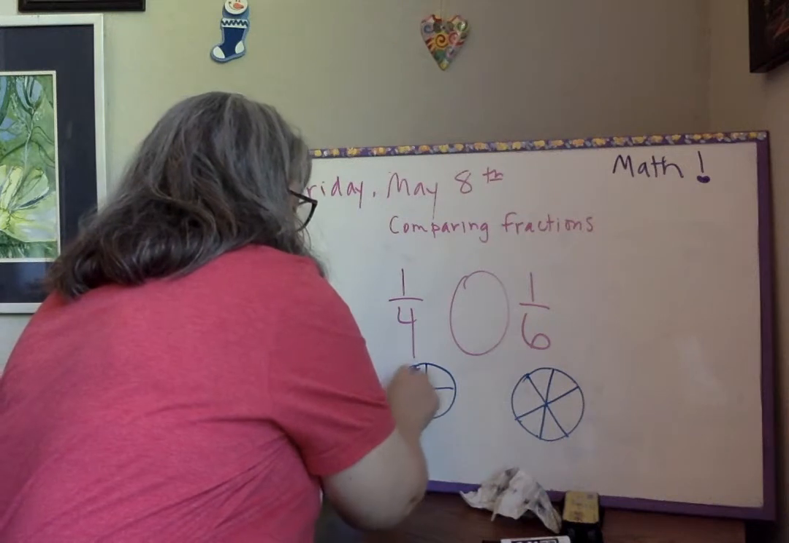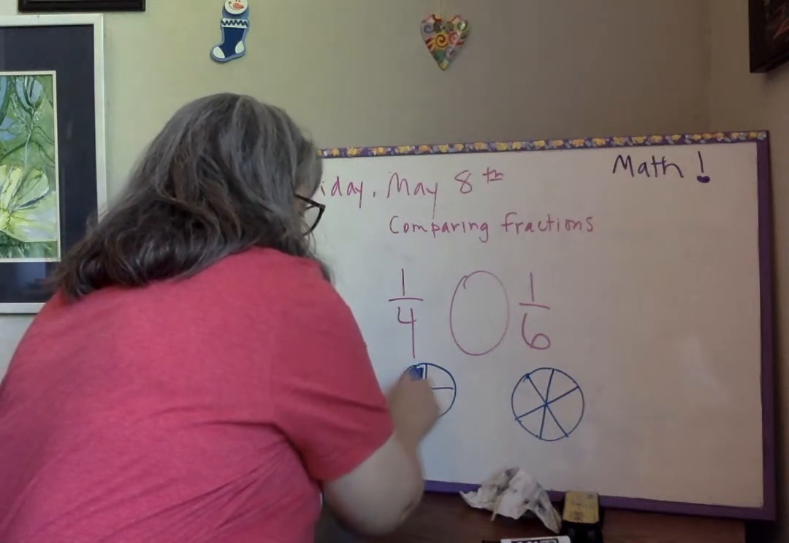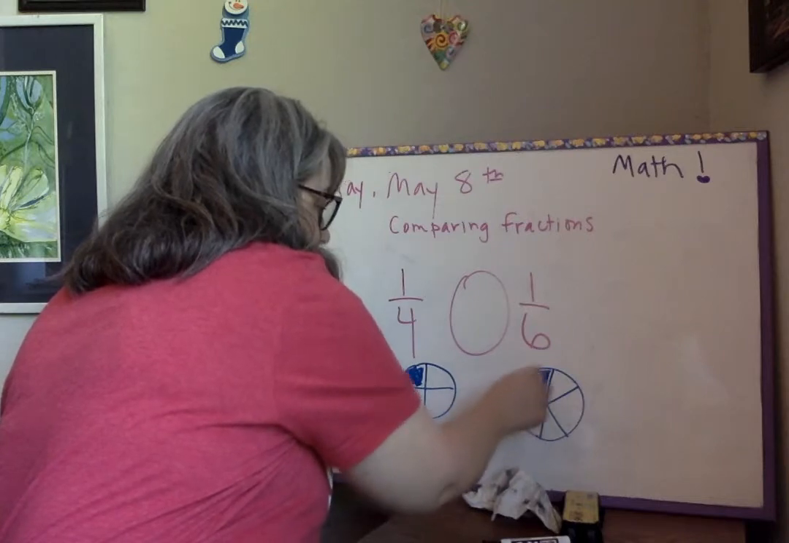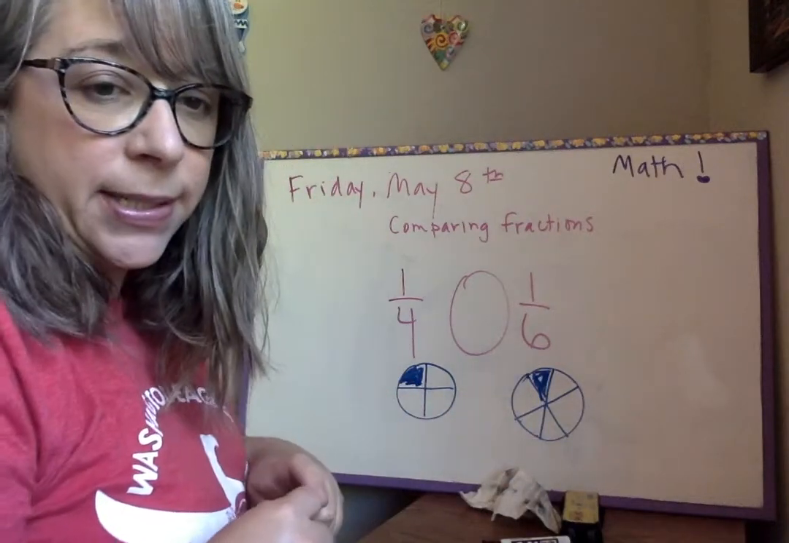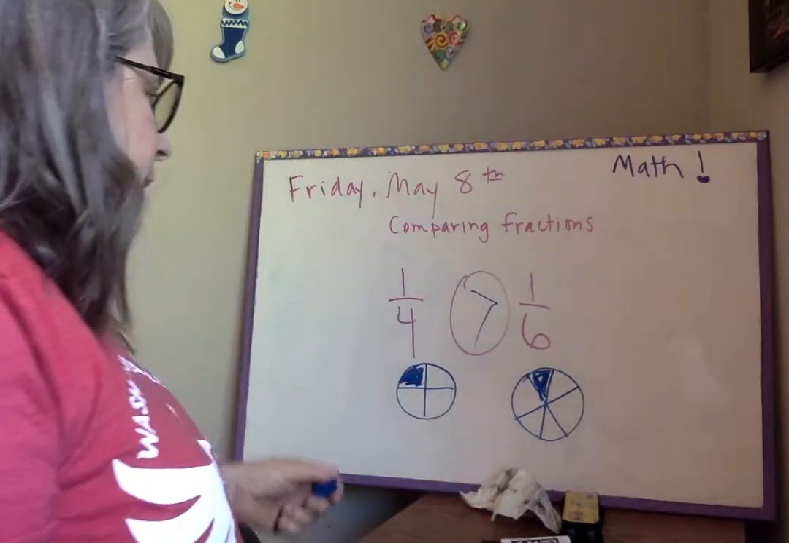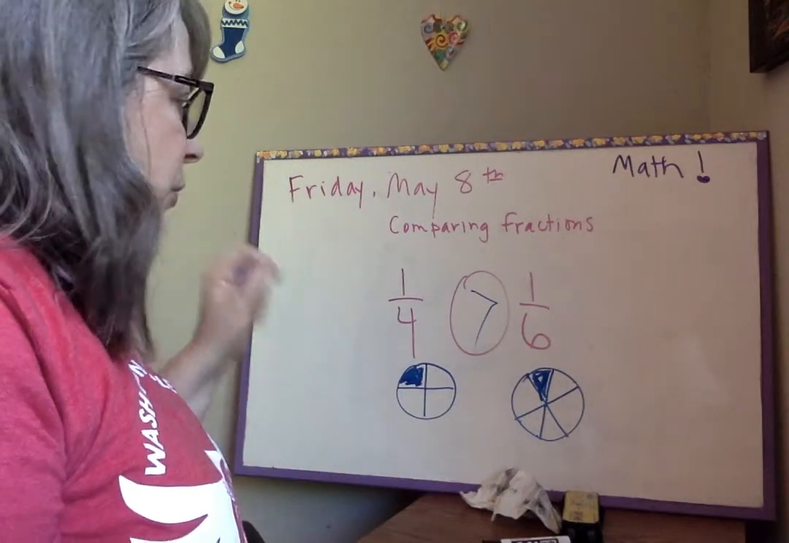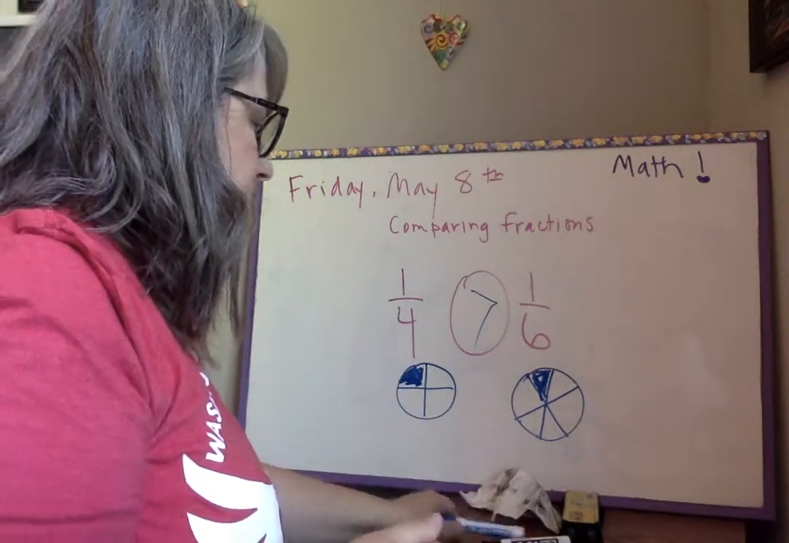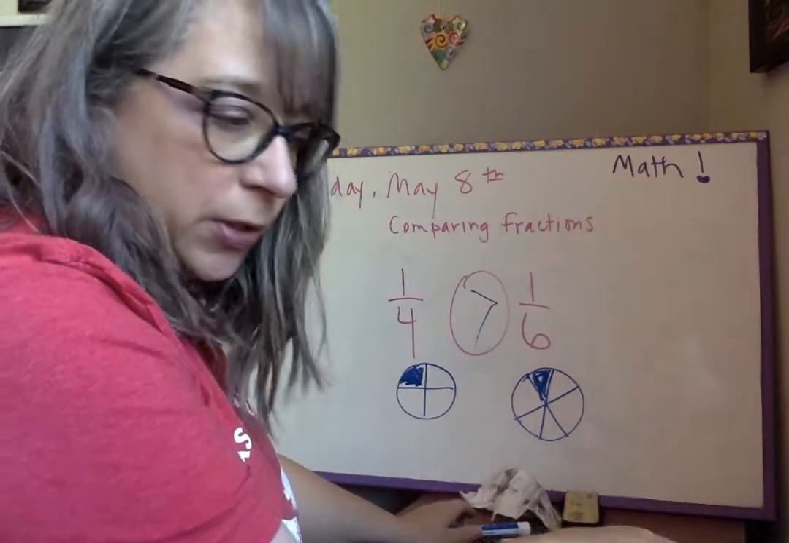So let's shade in 1/4. And let's shade in 1/6. They're not that far off from each other, but still a 4th is bigger than a 6th. So 1/4 is greater than 1/6, okay? All right, let's try another one.